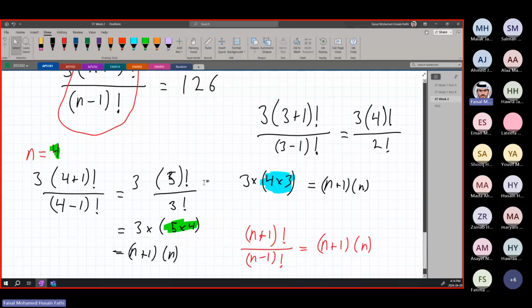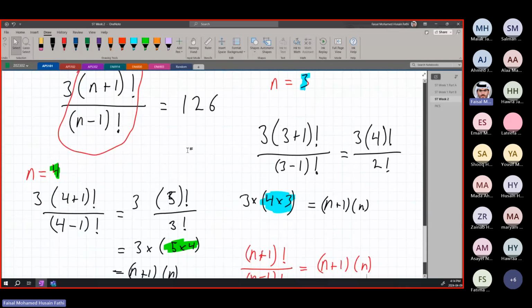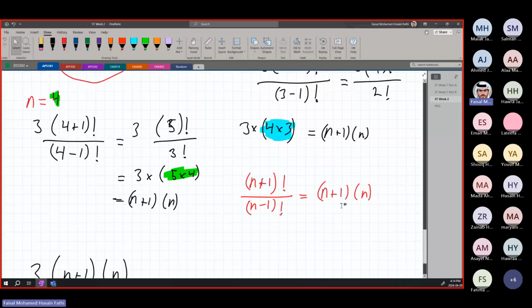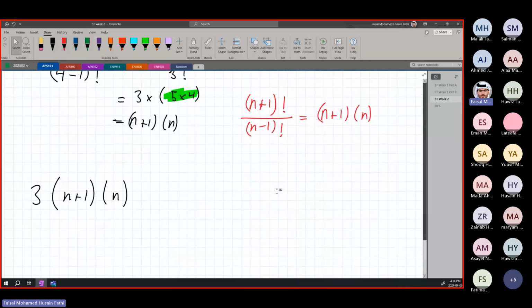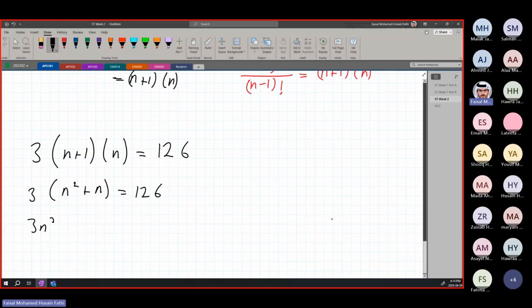And now you can do it with simple algebra. You will just substitute this into this place. So it is going to be 3 into n plus 1 times n. Again, we are just substituting n plus 1 times n instead of n plus 1 factorial over n minus 1 factorial, which is equal to 126. And now we can solve for n. So 3 into n plus 1 times n is going to be 3n squared plus 3n equal to 126.